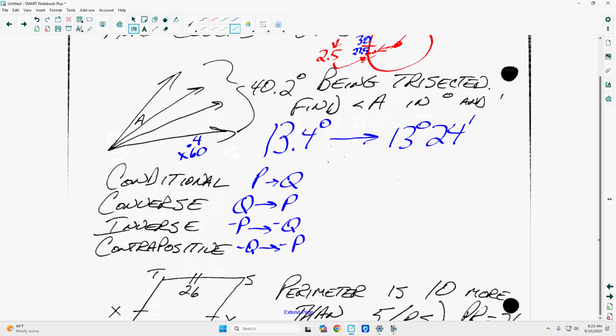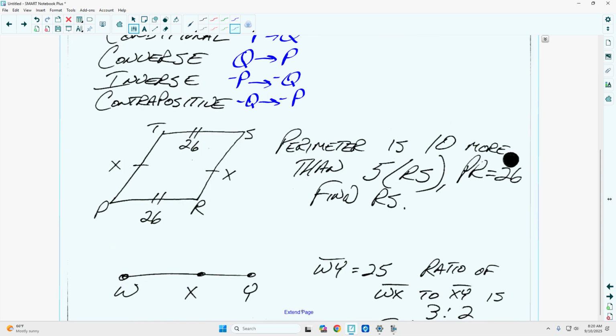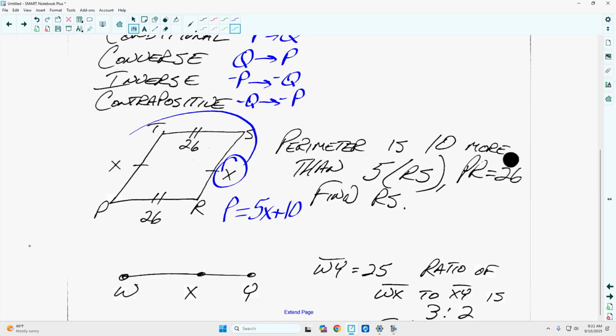Oh, extend the page. What's going on here? The perimeter is 10 more than 5 RS. Well, RS is already X. So perimeter is 10 more than 5 RS. So there's 5 RS and then 10 more than that. Okay, let's do it. How do you find perimeter? Add all the sides. So I'm going to add all the sides.